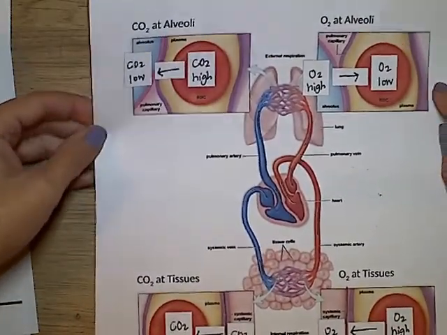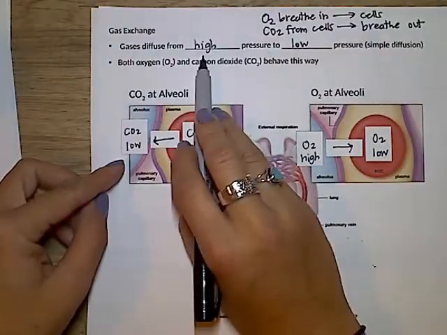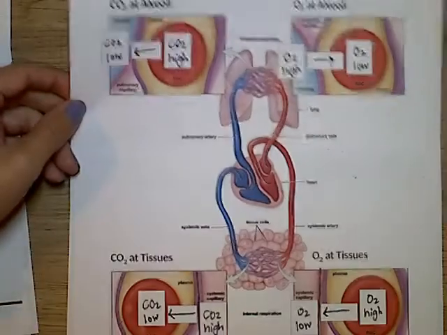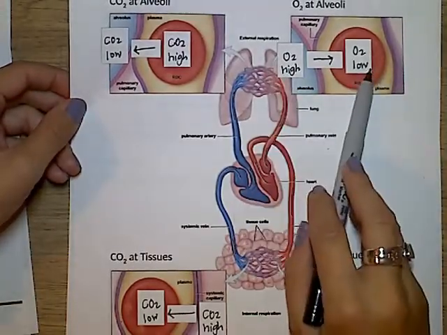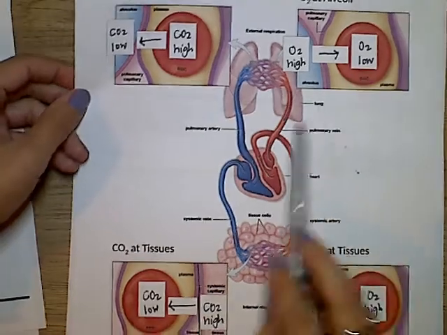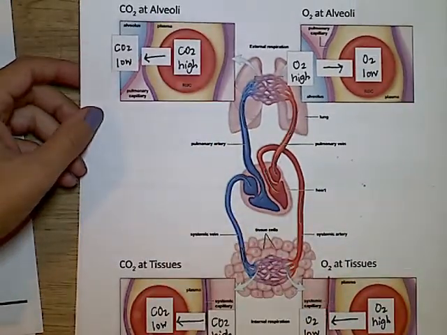So for this page, what you need to know, first of all, just remember the gas diffuses from high to low. And then if you're shown one of these pictures, you can say which direction the oxygen would flow or which direction the CO2 would go.